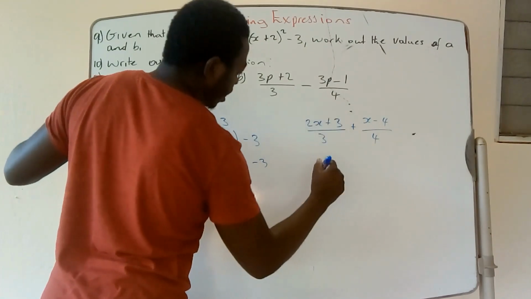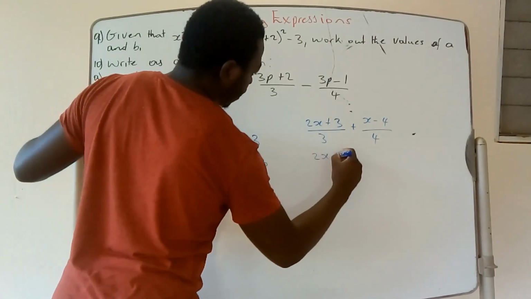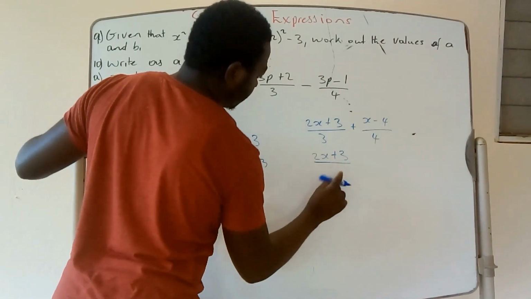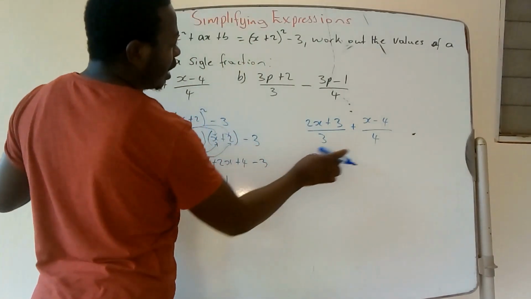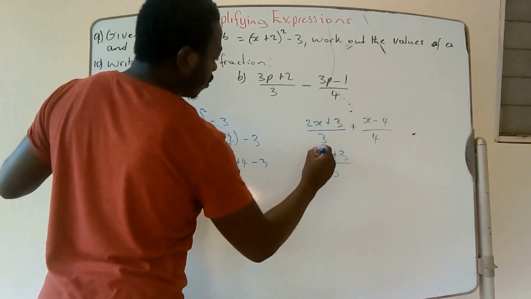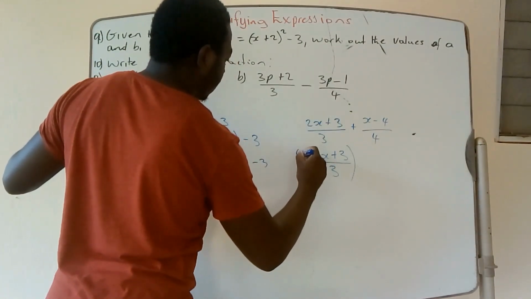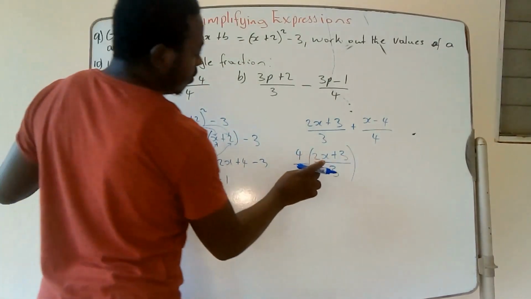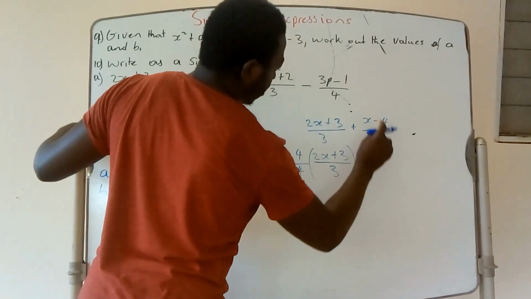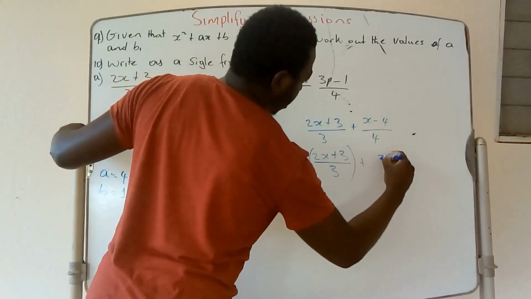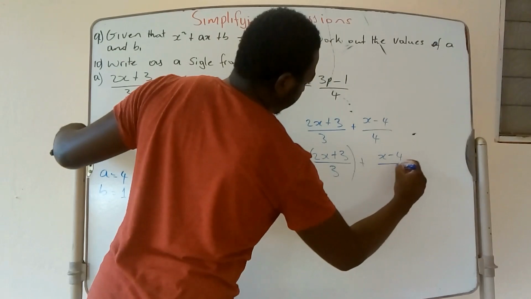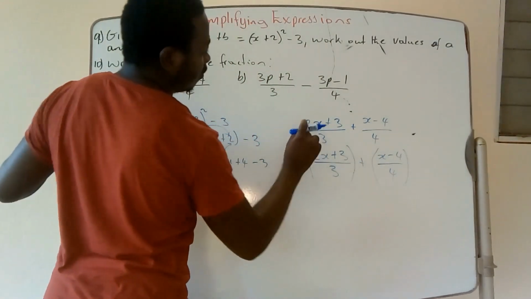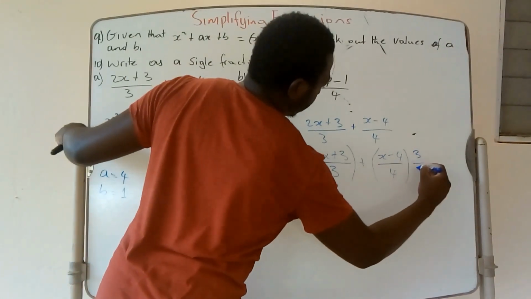We're going to write back this fraction here, which is 2x plus 3 over 3, sorry. And we're going to multiply by this denominator over itself. So we're going to multiply all of this by 4 over 4. And we're going to use the same idea. Put back our plus sign, write back this fraction this time, which is x minus 4 over 4. And we're going to multiply all of this fraction by this denominator over itself, which is 3 over 3.